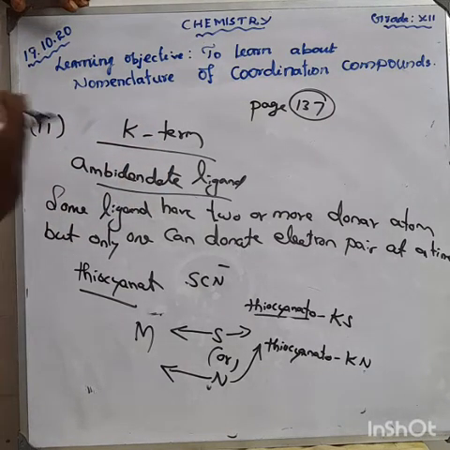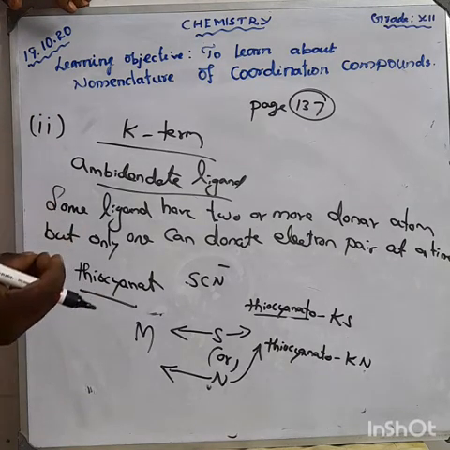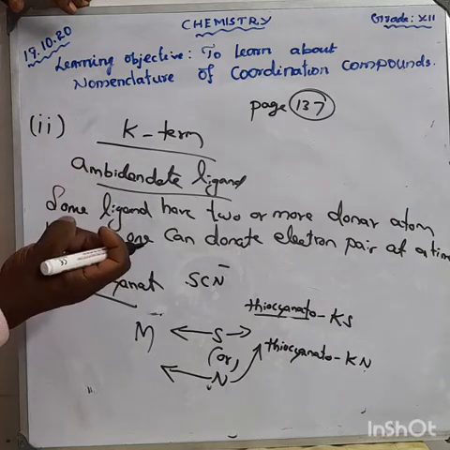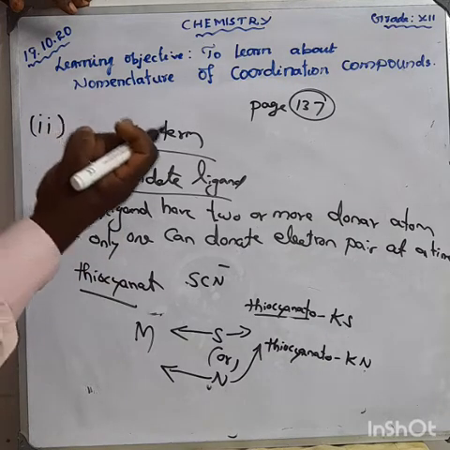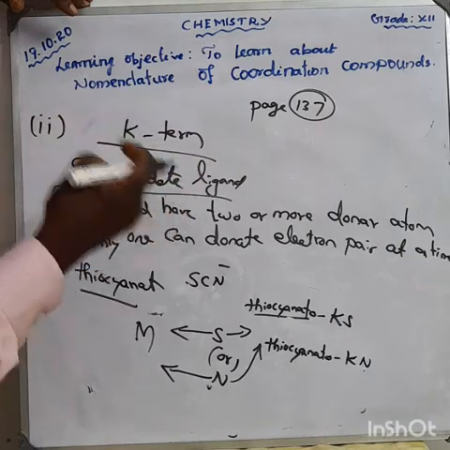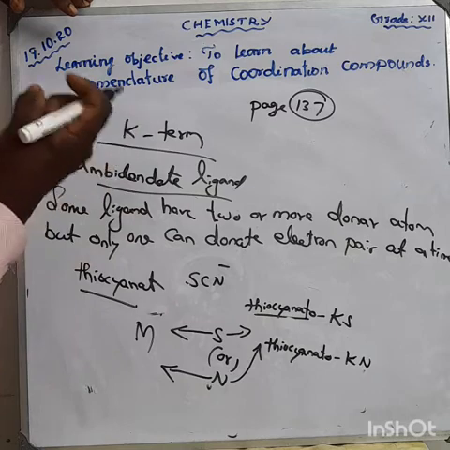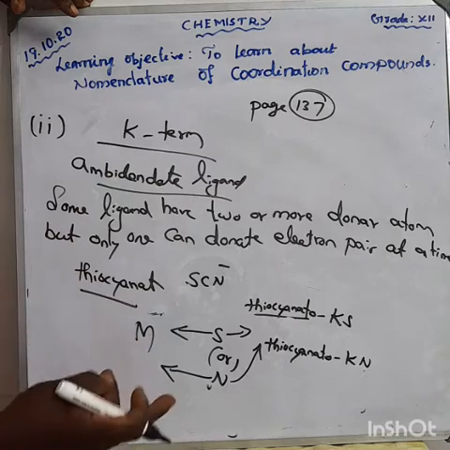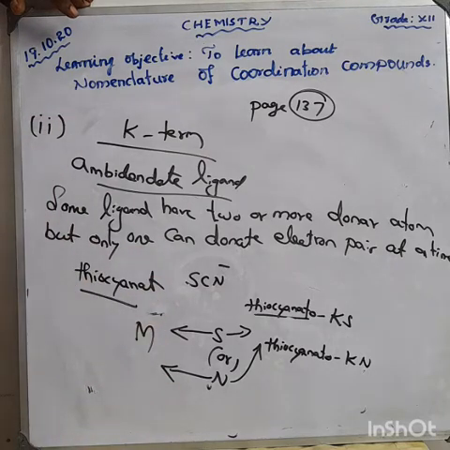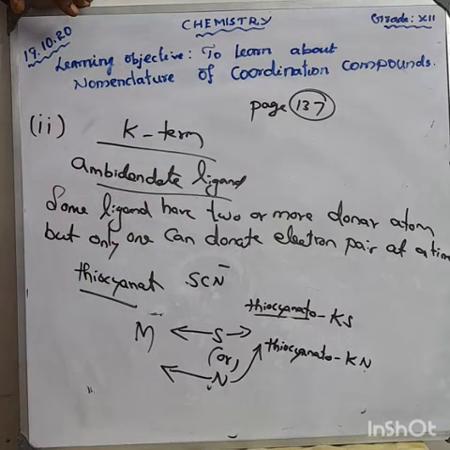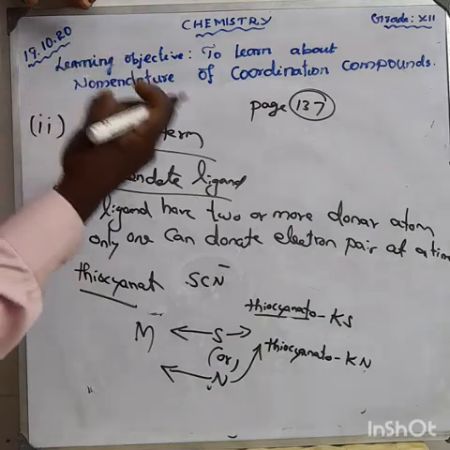There are some examples of cationic and anionic ligands. For monodentate ligands, we have bromido, chlorido, and fluorido. For example, bromide is Br minus, and we give the name bromido. Chloride is Cl minus, chlorido. Fluoride is F minus, fluorido. Cyanido also, and OH minus is hydroxido.